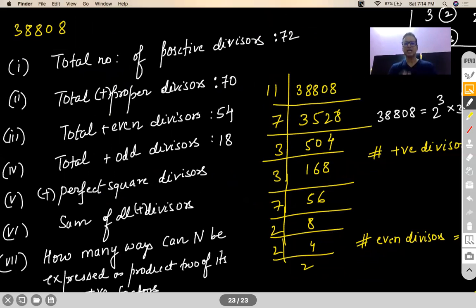Now, how many of them will be perfect squares? Fifth answer I would like to see from you. Anybody with the fifth answer? Okay, Aditya, awesome.